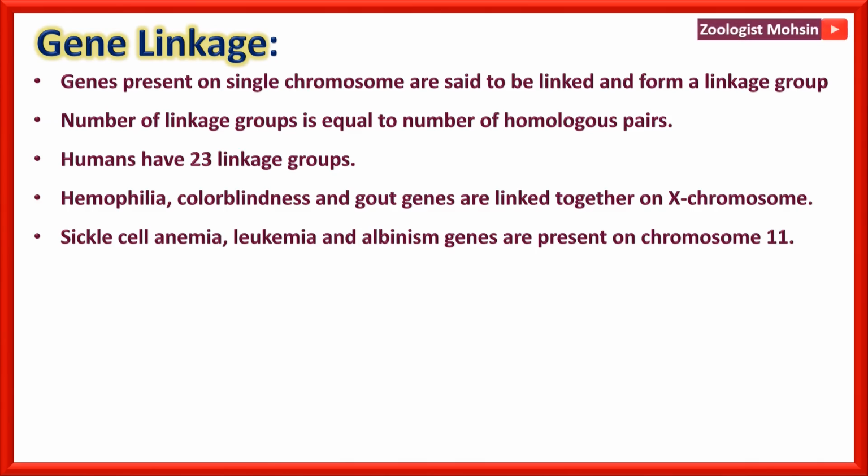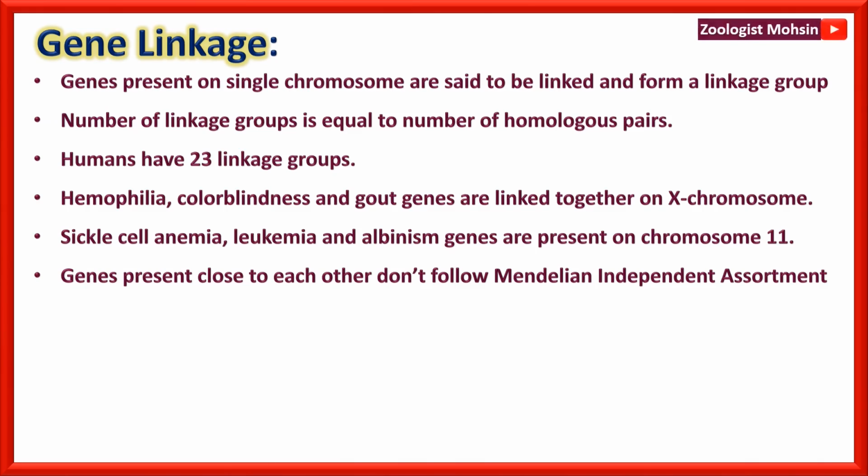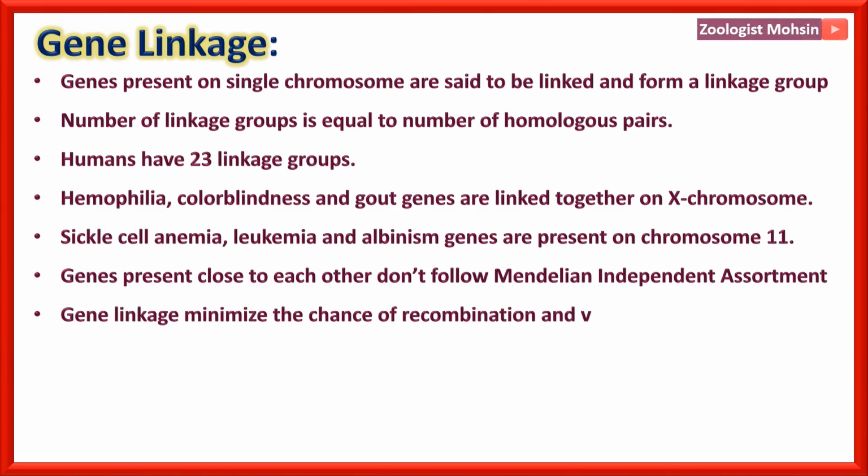Please remember a very important fact. Genes present close to each other do not follow Mendelian independent assortment. That's a very critical point. Gene linkage minimizes the chance of recombination and variation during crossing over.